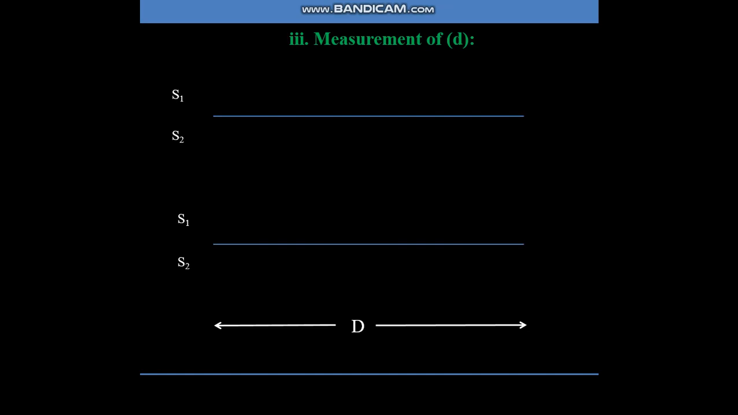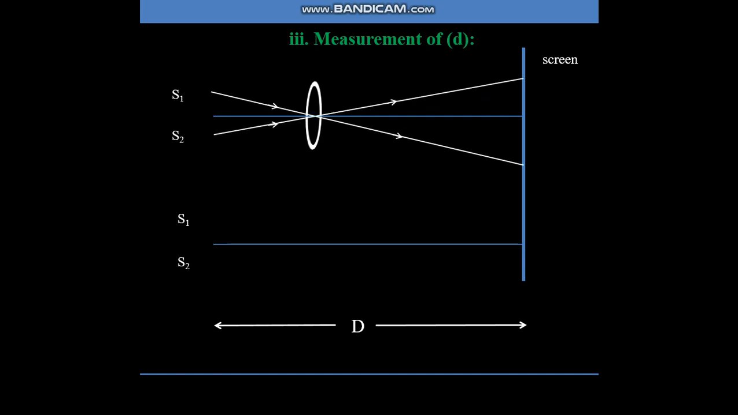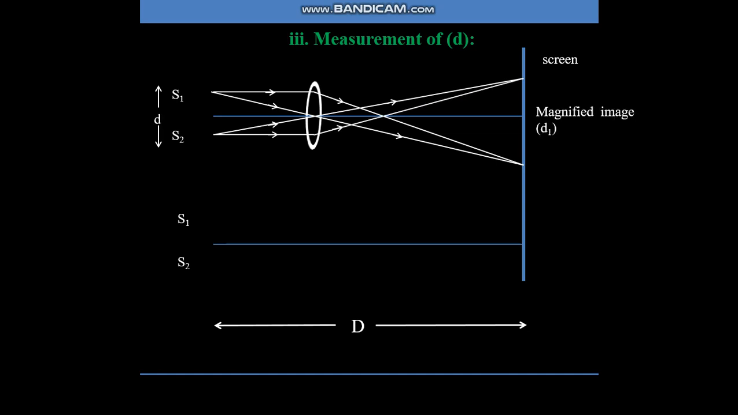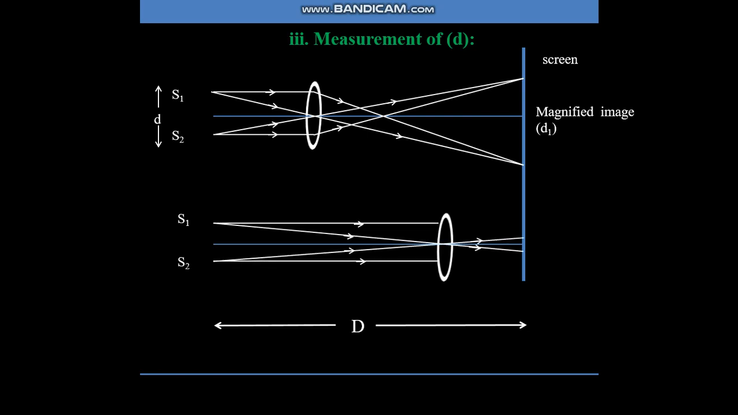The measurement of small d. We introduced the convex lens, if you remember, between the biprism and the screen. Rays of light come out through these virtual images S1 and S2 to form a magnified image on the screen. The distance between these 2 points is d1. Now we move the convex lens towards the screen. What we get is a diminished image, d2.